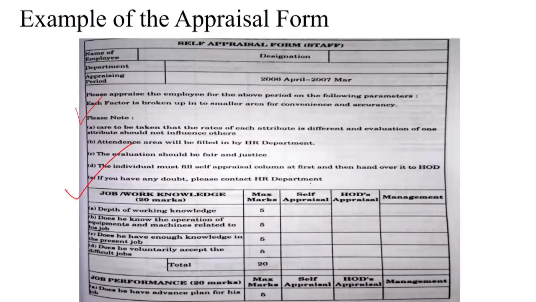For example, job knowledge, 20 marks. It is the depth of working knowledge. In self-appraisal, how many marks would you give? Somebody would say, okay, I will give 3 marks. But the HOD may say the person has good knowledge and give 4 marks. And if management feels the person can be given 4 marks, it is again the call of the management.